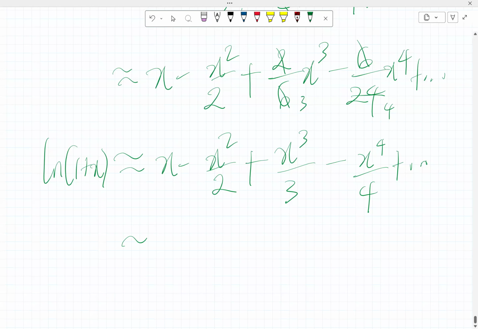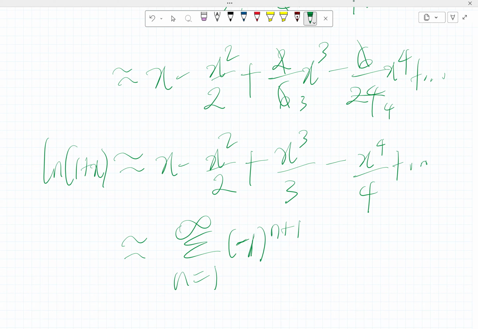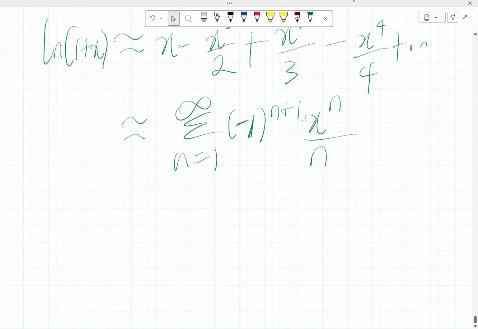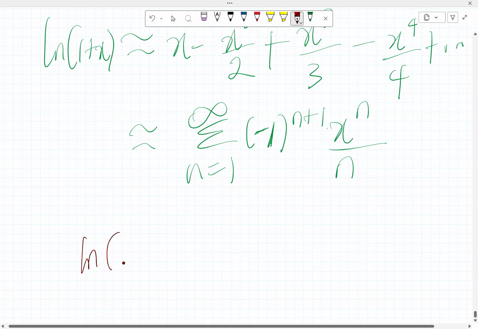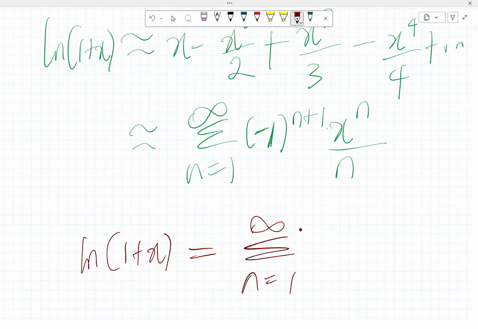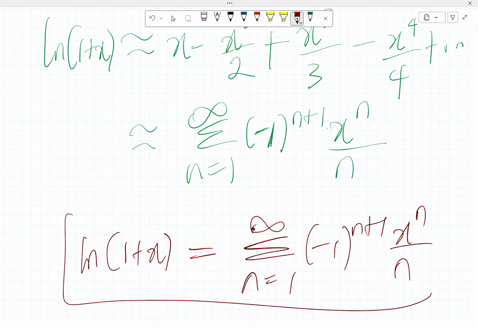So this is approximately now the summation from n equals 1 to infinity of minus 1 raised to power n plus 1. That takes care of the alternating signs. So when n is 1, we have minus 1 raised to power 2. So that's why we have x raised to power n, all over n, not n factorial now. So finally we can say ln(1 plus x) is equal to the summation from n equals 1 to infinity of minus 1 raised to n plus 1, x raised to n, all over n, like that. So that's the general form.